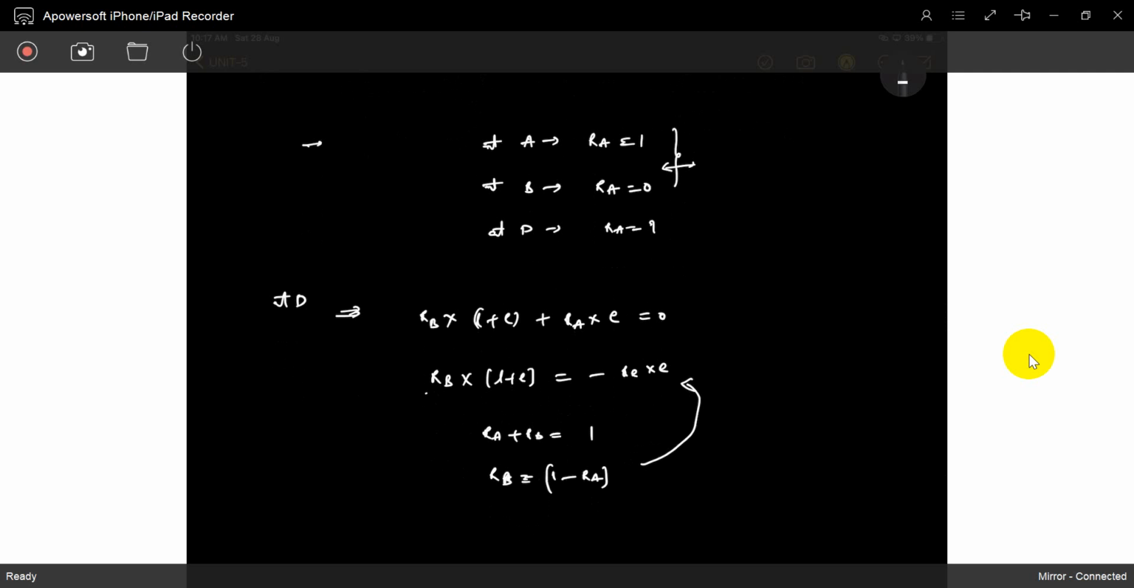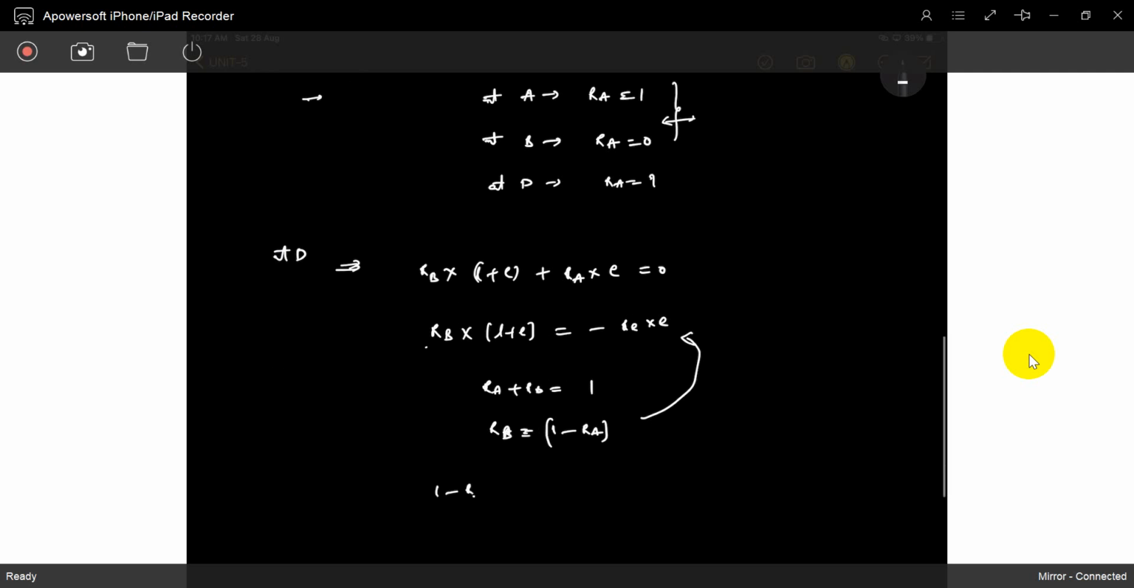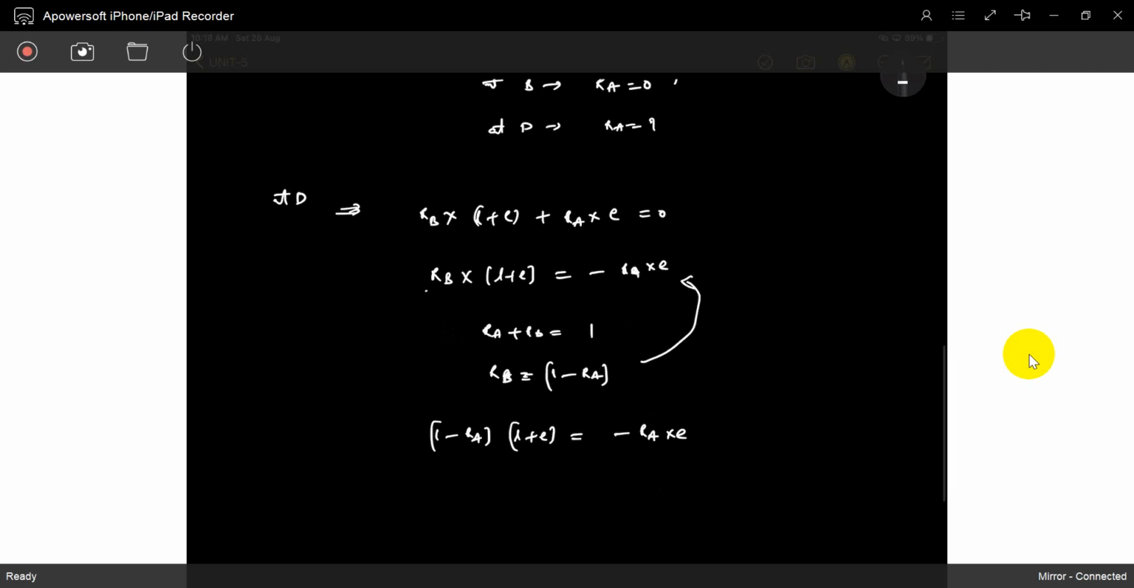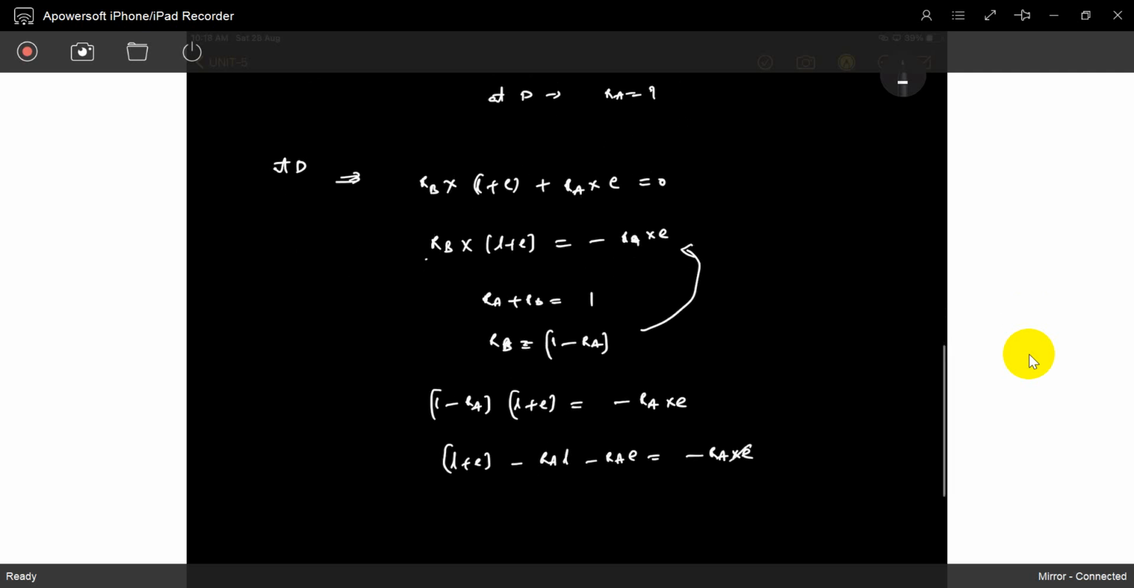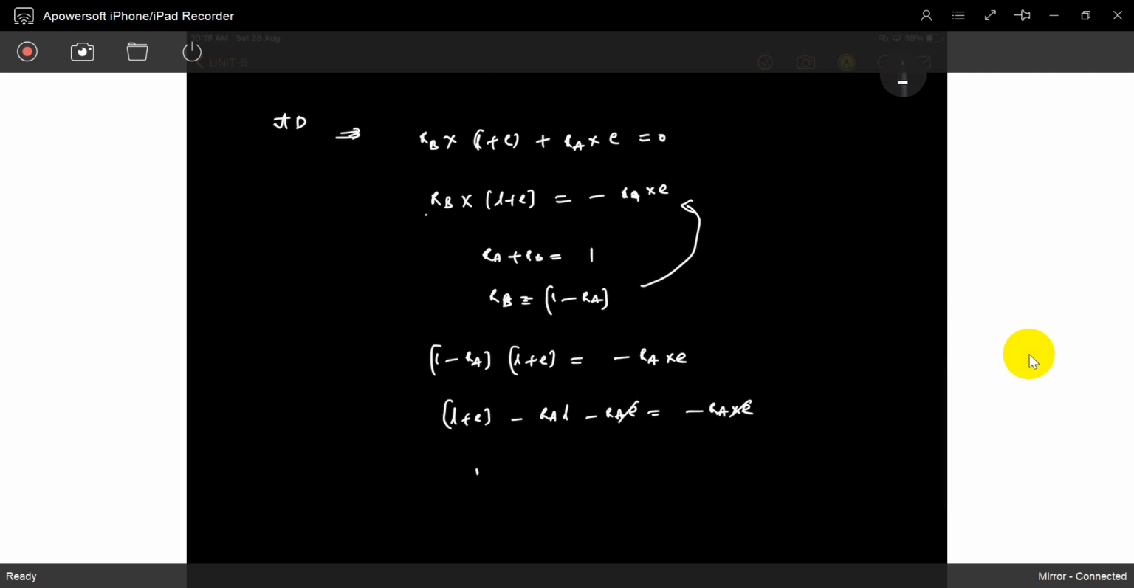You can place it: (1 minus RA) times (L plus E) is equal to minus RA into E. Write down L plus E minus RAL minus RAE is equal to minus RAE. So you can cancel it. L plus E is equal to RAL. So RA is (L plus E) by L.